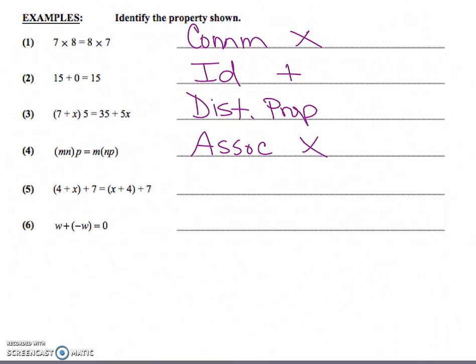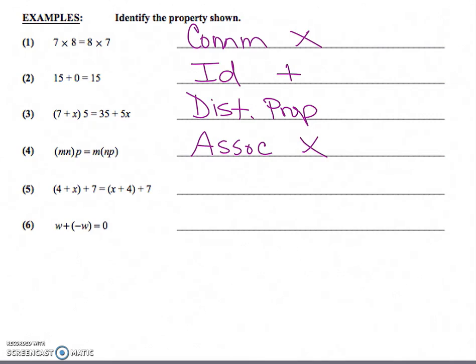Number 5 is a little bit of a trick. We have parentheses on both sides of the equal sign. Notice we're not moving the parentheses. We're not changing the grouping here. So it's a little misleading. You want to say associative property, but it is not associative property because the 7 is outside the parentheses on both sides.